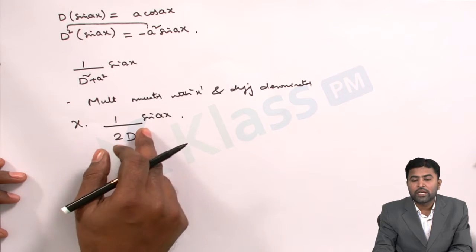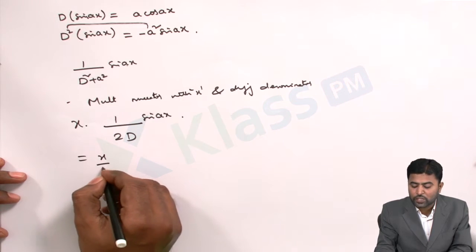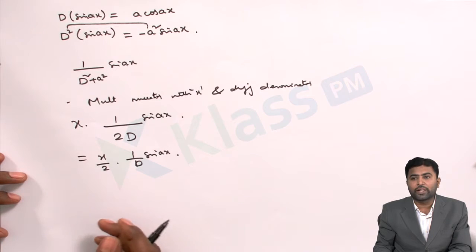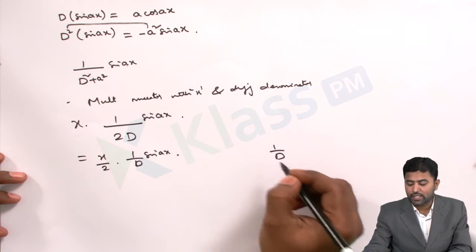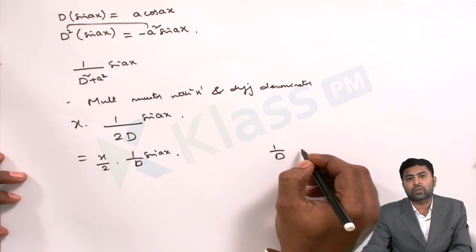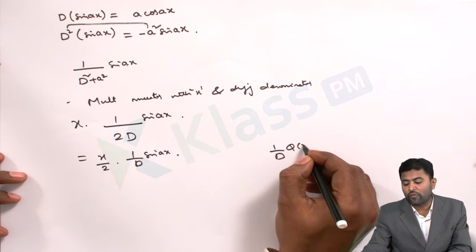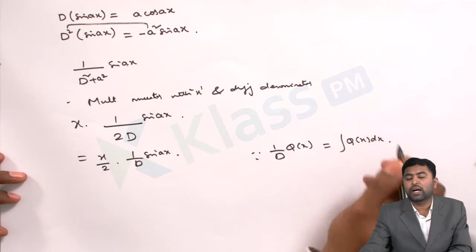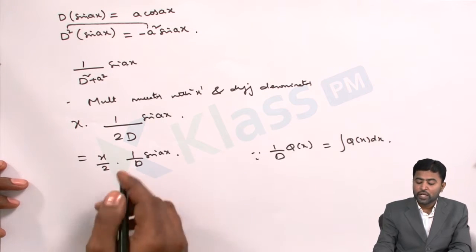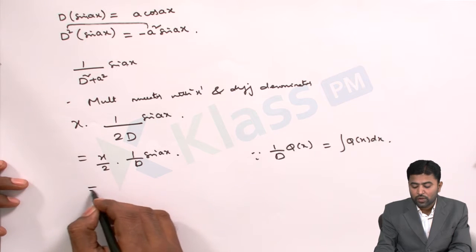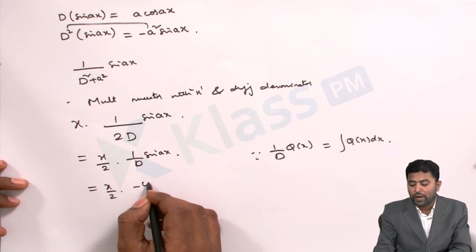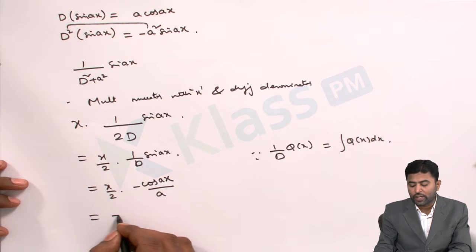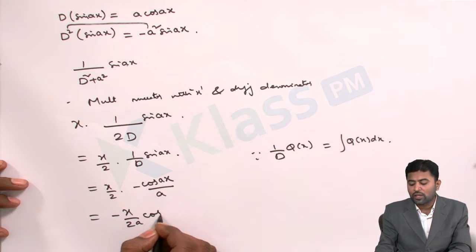So I got 2D sin ax. Then I can write it as x by 2 into 1 by D sin ax. I already told you that 1 by D is the inverse operator and it does the work of integration. 1 by D Q of x is equal to integration of Q of x dx. I told you this earlier, right? So therefore 1 by D sin ax will be equal to x by 2 into minus cos ax by a. That's the reason you are getting it as minus x by 2a cos ax.